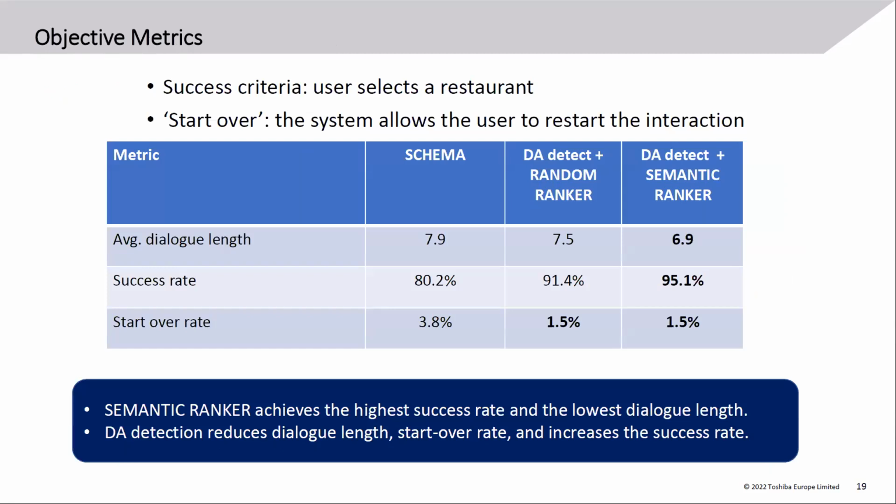So we also look at objective metrics. As objective metrics, we look at dialogue length, average dialogue length, and success criteria. At the end of the questionnaire, we ask the users to enter which restaurants they chose, or write none if they didn't find any restaurants. And we measure the proportion of users that actually selected a restaurant.